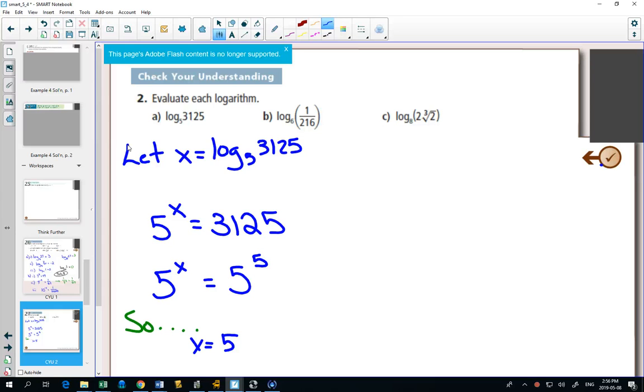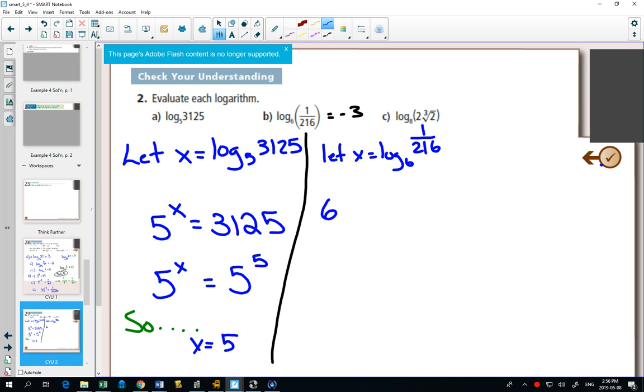Do you recognize the next one? 6 to what exponent is 1 over 216? Negative 3. Okay? So if you're able to do that right away, you could just go equals negative 3. And you're done, and that's fine. Full marks. If you can't see that right away, then you'll have to say, let x equal log 6 of 1 over 216.